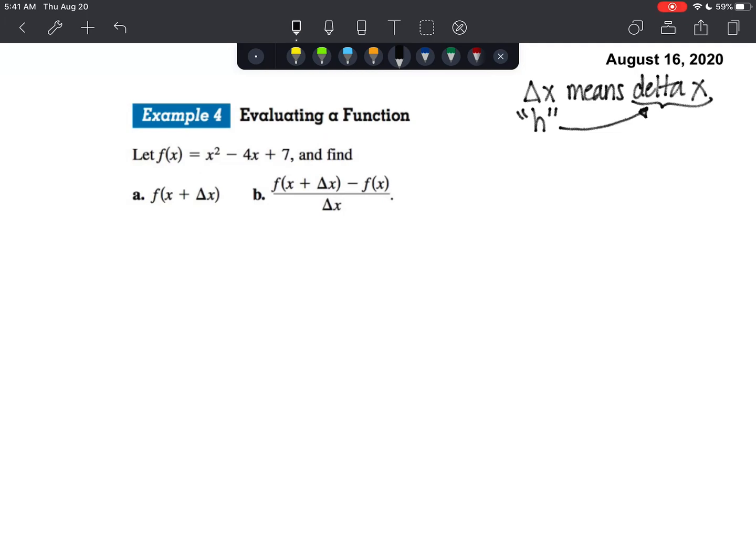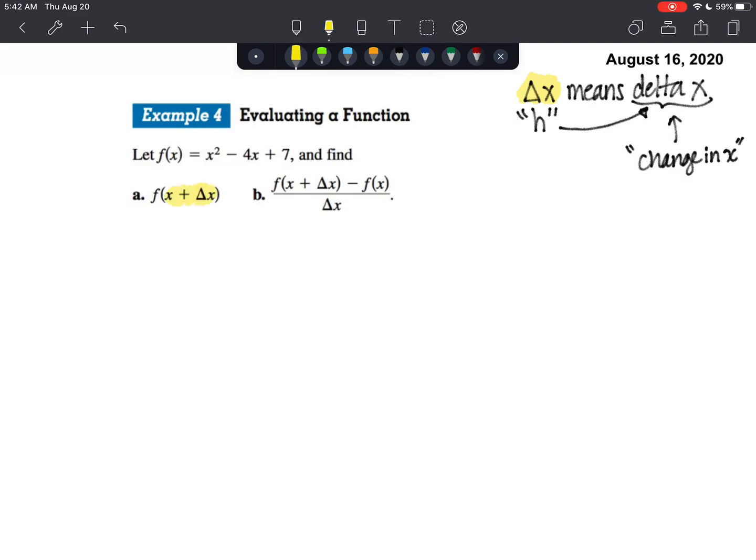I'm going to talk about delta x. I'm going to leave delta x in there because it's just a variable and it's a different way of seeing it, and it's really helpful. Delta x means the change in x. So this means the change in x. So we're talking about an x value and then a change in that x value. Okay? We want to find f of x plus delta x.